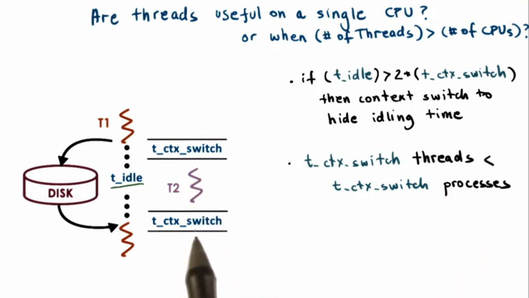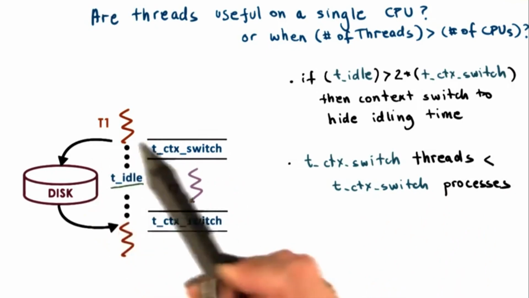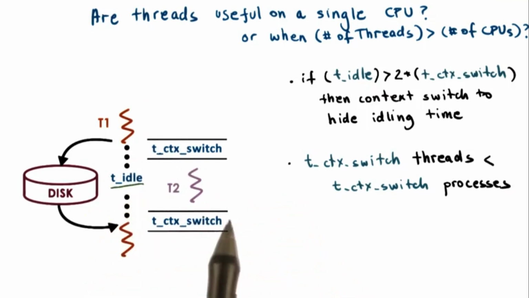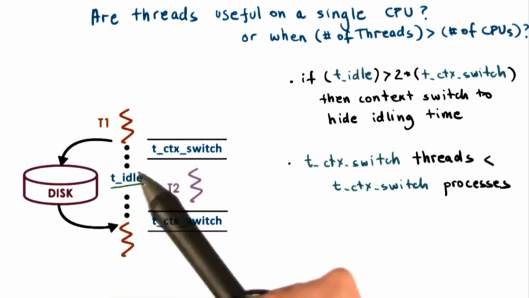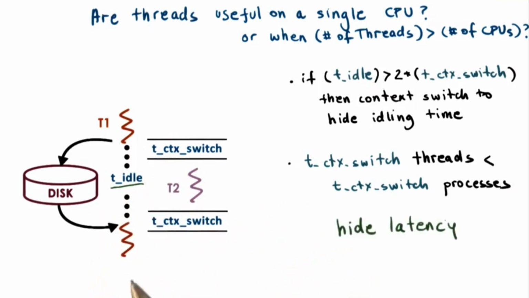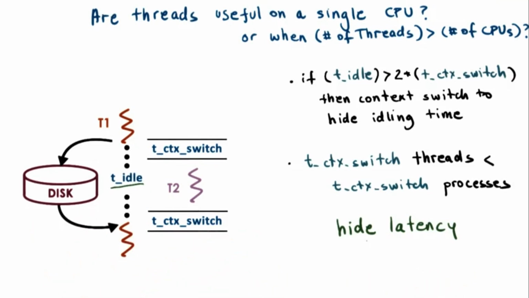The shorter the context switching time is, there will be more of these T-idle situations when a thread is idling, where it will make sense to context switch to another thread and hide the idling time. Therefore, multithreading is especially useful because it allows us to hide more of the latency that's associated with I/O operations, and this is useful even on a single CPU.